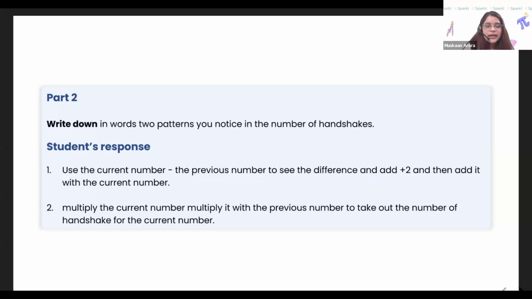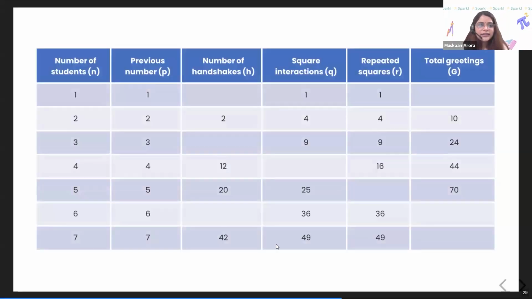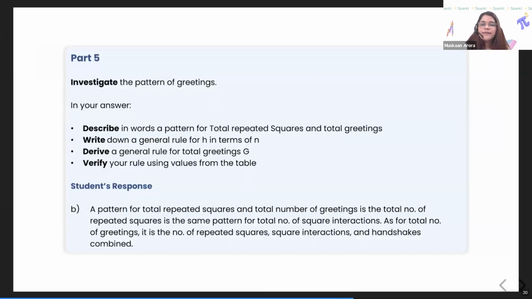Okay, so there's another one. It's for the same question. So we have this table. Now, this is an extension of the same context. The number of students, previous number of handshakes, square interactions, repeated squares, total greetings. This is the kind of pattern that we have. And then there was the question on investigating the pattern of greetings. And this response is meant for part A.